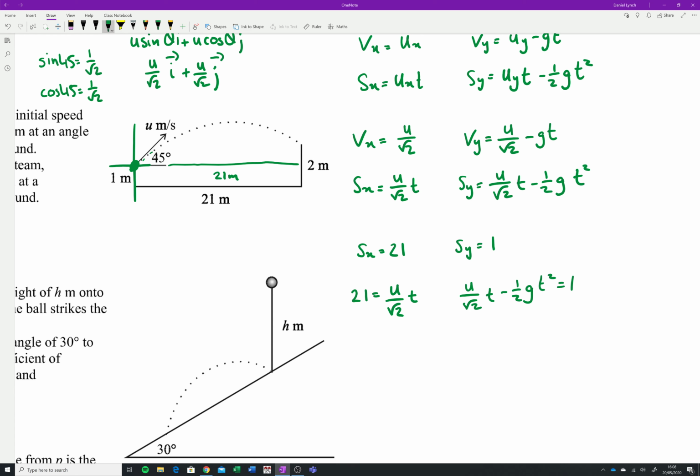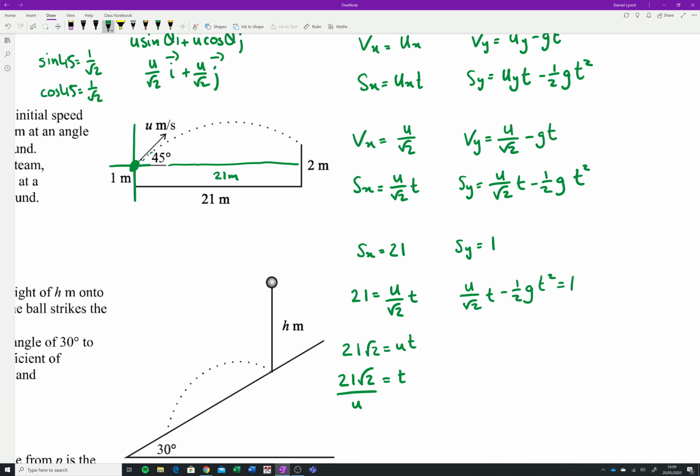Okay, so the way to do it is to get t on its own. 21 root 2 is equal to u times t. I've multiplied both sides by root 2 there. And t is therefore 21 root 2 over u. The reason to get t on its own is that we can now, in the more difficult one, the one that's got t squared, replace t with 21 root 2 over u. So the equation will then only have u's in it and numbers.